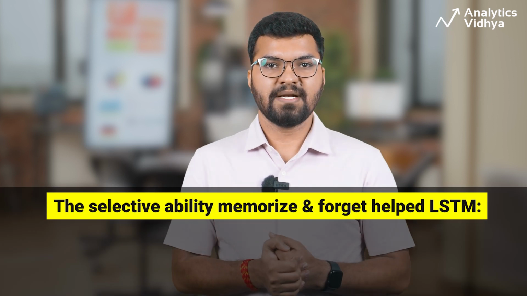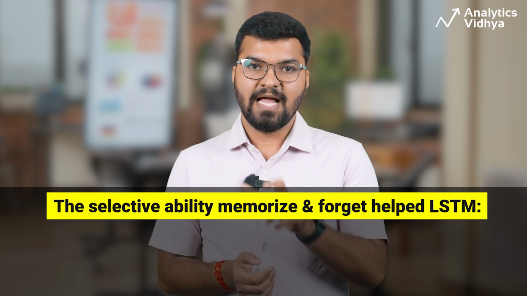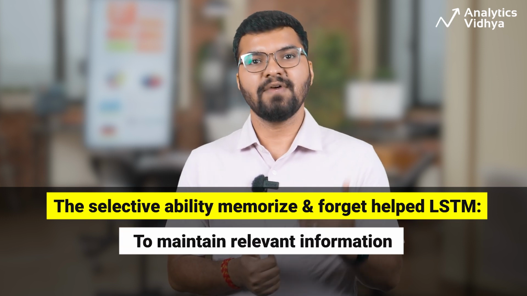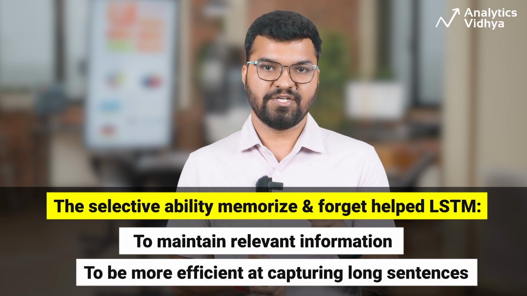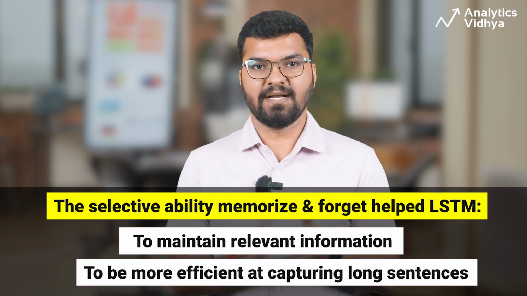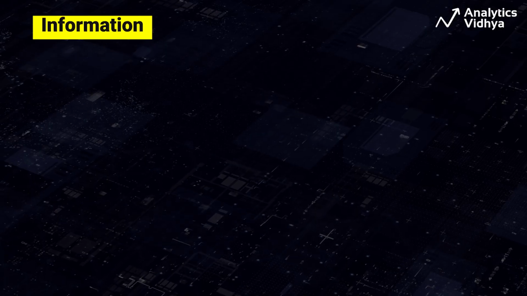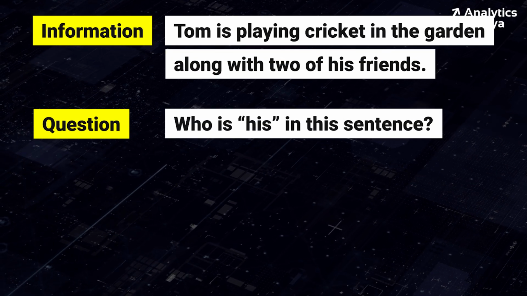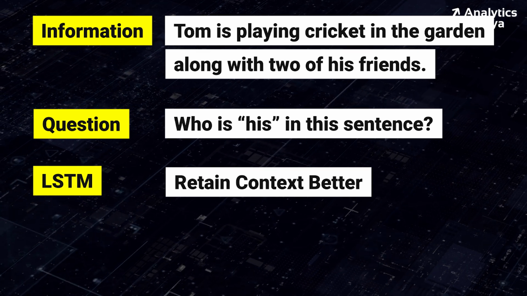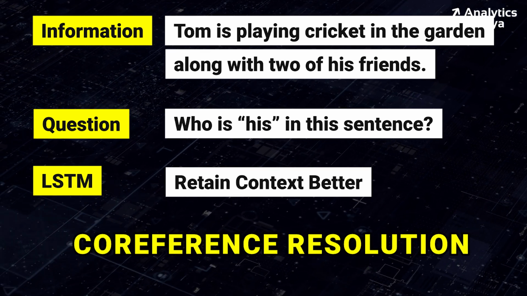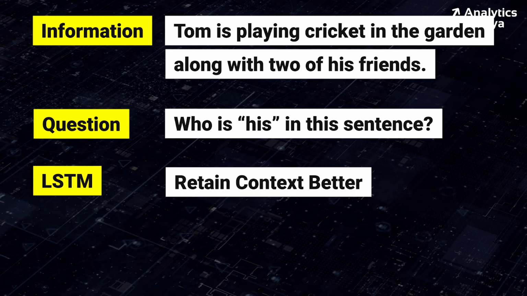This selective ability to memorize or forget helped LSTMs maintain relevant information in their memory at all times, making them more efficient at capturing long-term dependencies from sentences. So if we consider this example sentence again, LSTM is able to retain context better and is able to resolve the co-reference resolution of the word his to its subject Tom. Awesome, right?